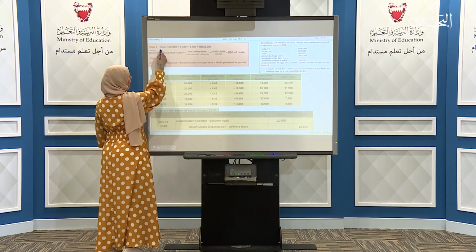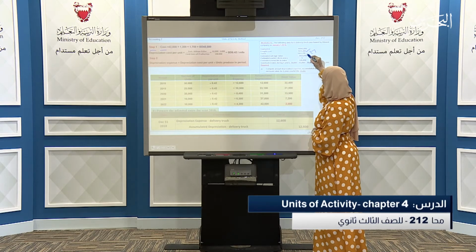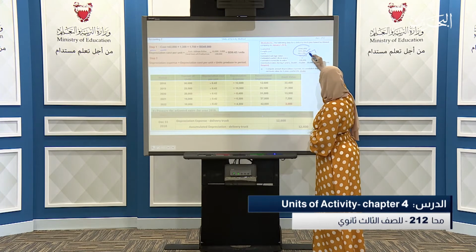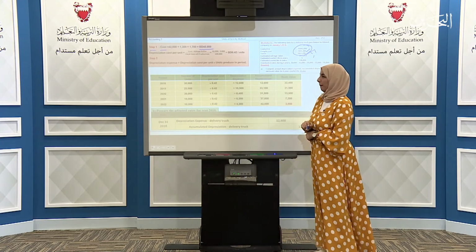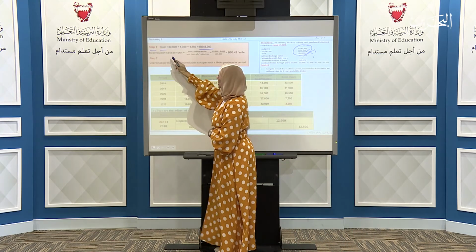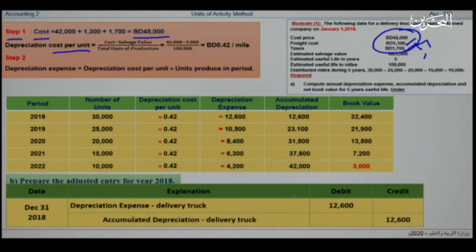First step, I should find the cost. Here I have the cost price, the freight cost, and the tax. If I take all these three figures, I will find the cost with a total of 45,000. Then I should find the depreciation cost per unit. How can I get this? I should take the cost minus the salvage value over the total units of production. My cost is 45,000 minus the salvage value that I have in the question, which is 3,000, divided by the total units of production, also given in the question. And I will get the depreciation cost per unit.